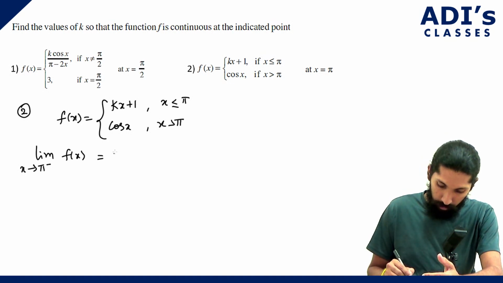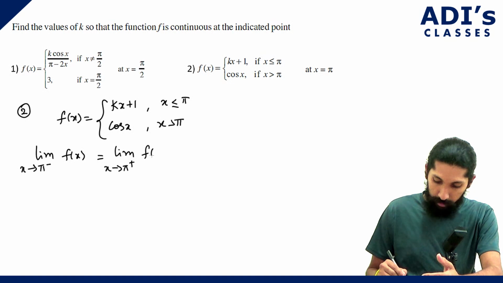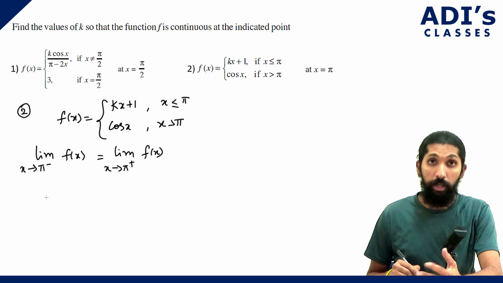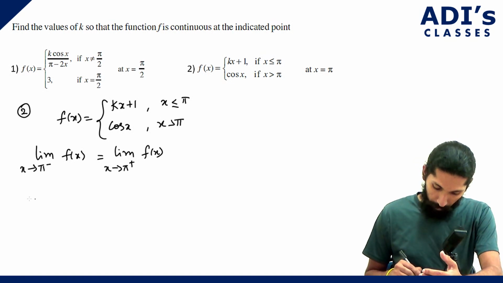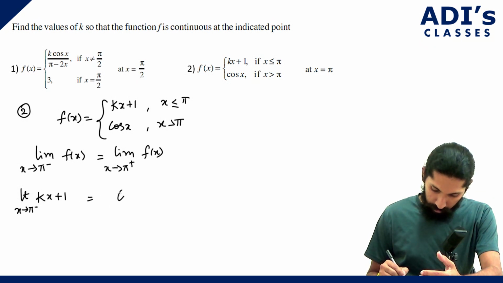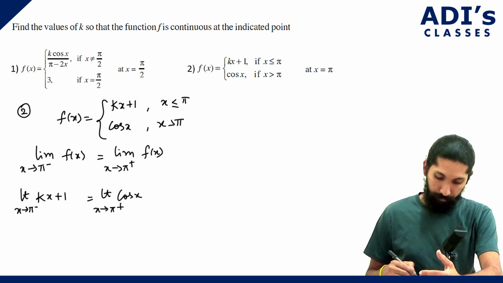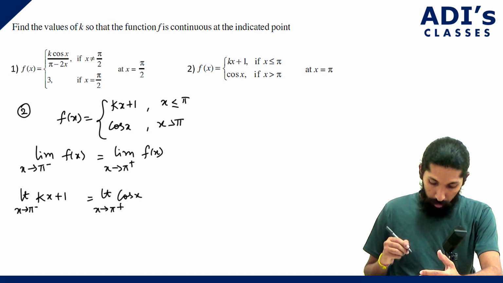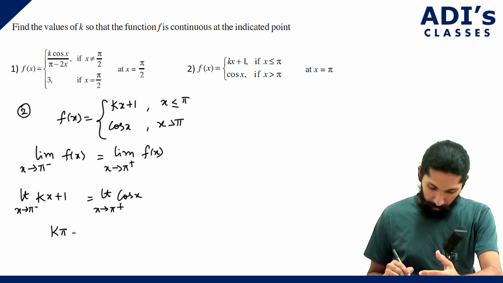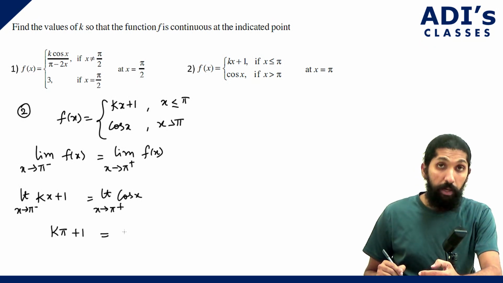Limit as x tending to pi minus f of x is equal to limit as x tending to pi plus f of x, correct? So the LHL becomes kx plus 1, limit as x tending to pi minus, and this is equal to cos x, limit as x tending to pi plus, correct? Now what do we have? You take a value k into pi plus 1 is equal to cos pi.